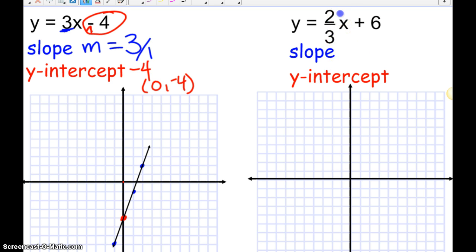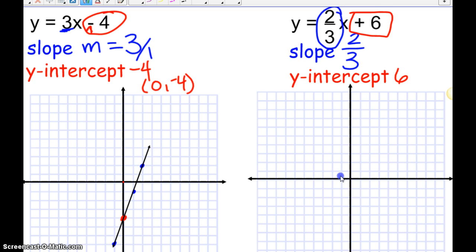All right, the slope is always connected to your x, so in this case it's 2/3. Hey, it's already a fraction. That's super nice, so I don't have to put it over 1 or anything like that. Then my y-intercept, that's when x equals 0. If I did 2/3 times 0 plus 6, that would give me a y-intercept of 6.